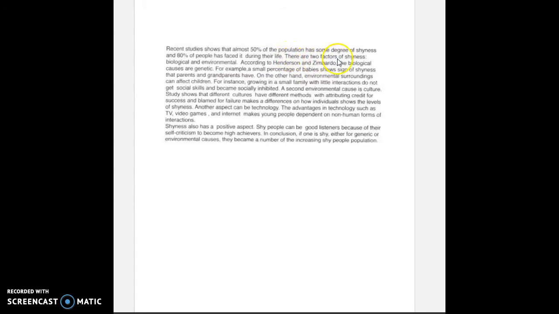Okay, so this is actually the main idea. There are 2 factors. Okay, so let's just start there. There are 2 factors of shyness, maybe 2 factors causing shyness or that cause shyness. And these are the wrong word forms because these are adjectives, biological and environmental. So you should make these the noun forms, biology and environment.